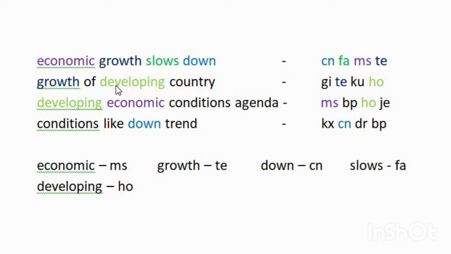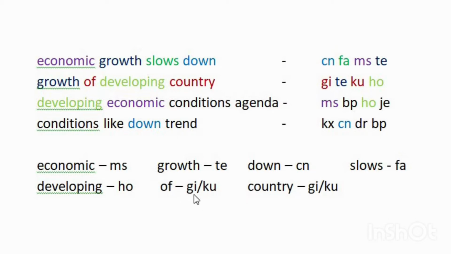The word developing is present in the second line and in the third line. So which is the code? HO, because the code HO is present in both the second line and in the third line. So the corresponding code for developing is HO. Now in the second line, the words of and country are not present in any of the remaining lines. That means the codes for of and country are either GI or KU, because we got the codes TE for growth and HO for developing. That means GI and KU are the codes for either of or country.